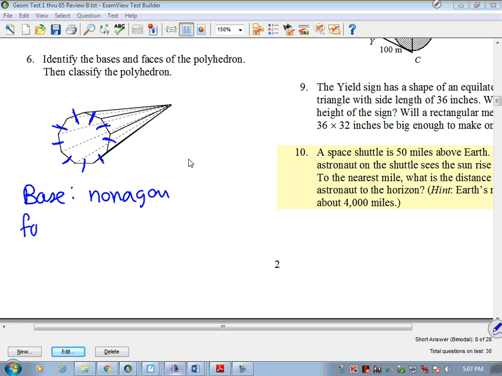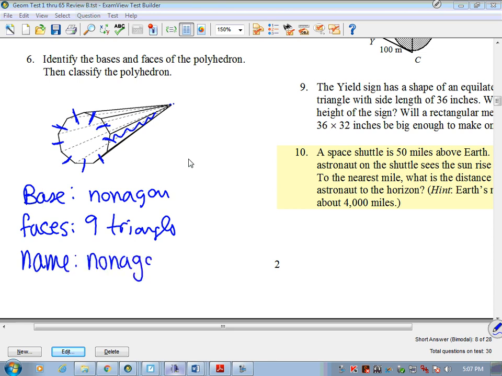Faces. Faces are these guys here, and so there are 9 triangular faces. And this isn't going back to some just very far distant nonagon. It's actually all going back to a singular point. So the name of this, because it's all going back to a singular point, is a nonagonal pyramid, because it all goes back to a single point. Okay, and that's what I've got there.